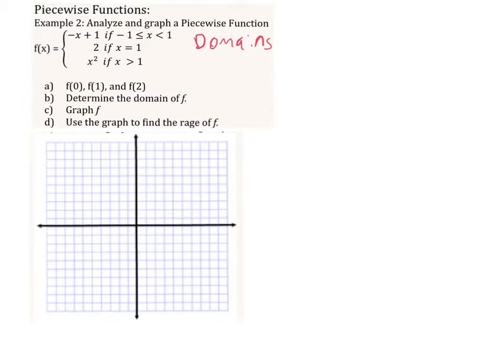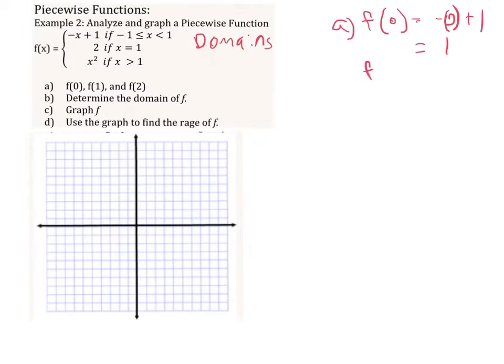So for f of 0, I'm going to plug in 0, but I got to look at my domain. So this function right here, negative x plus 1, works between 1 and negative 1, whereas f of x equals 2 works only at x equals 1. And then x squared works at all the x values that are greater than 1. So because 0 is between 1 and negative 1, we have to use the first function. So then I plug in 0 to the first function, f of 0, and I get negative 0 plus 1, which equals 1.